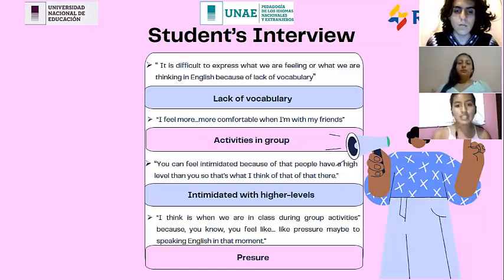The third one is intimidation with higher levels. As we know, in our classroom we have students with different levels. If we have a group of 6 students and 3 of them have the lowest levels and the others have the highest level, the students with the lowest level are going to feel ashamed by them, and they are not going to use English because they think that the others are going to judge their levels. And the last one is pressure. The students tend to use English among themselves when the teacher pressures them to do it.